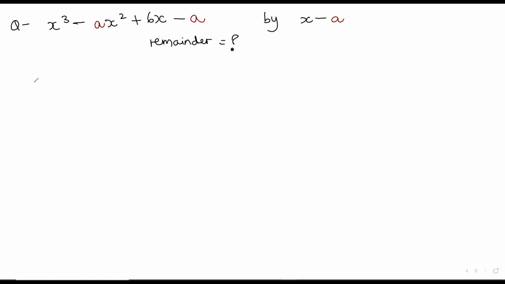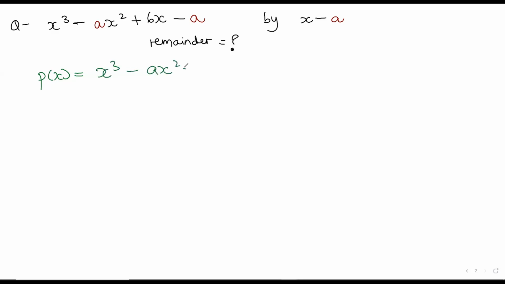Okay, Mridula, what is p of x over here? Ma'am, A. One second, Mridula, just a minute. Refresh yourself and then look at the question again. I'm asking what is p of x? It's a polynomial, ma'am, x cube minus a x square plus 6x minus a.